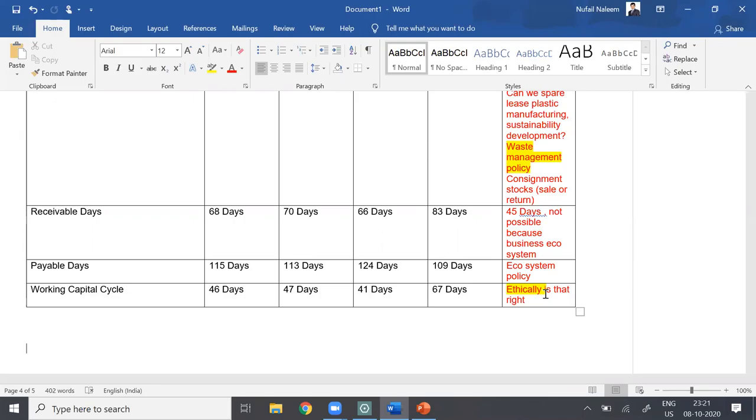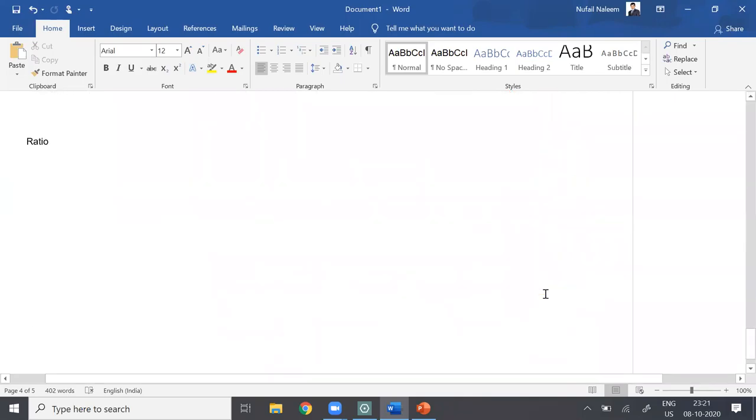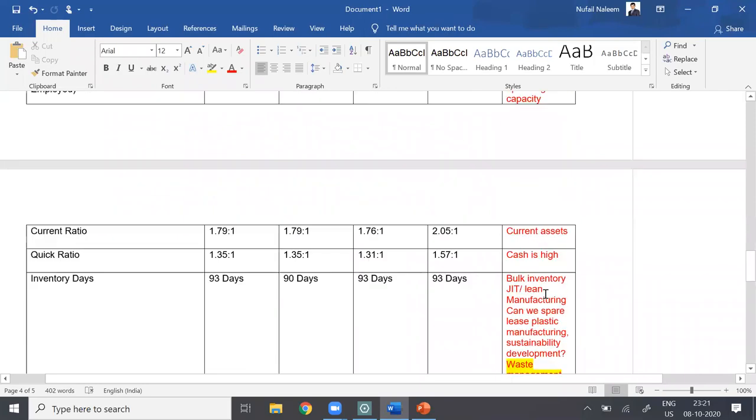Agreed. So if we are buying plastic from poor countries and if we are not paying them on time, can that be an ethical issue? Exploitation? High chances. Correct. So students, I think the ratio analysis is done.